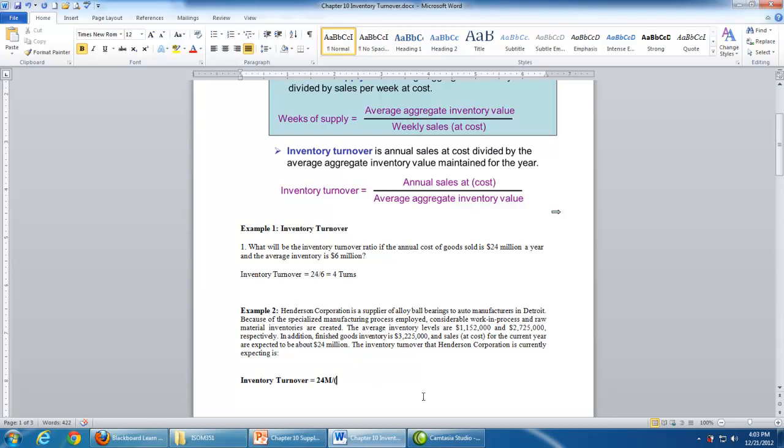So we're going to add those 3 parts together. That's for work in process, raw material, finished goods. All together, when you add them, it's equivalent to 3.38. So inventory turnover is about 4 turns, which is quite low per year.